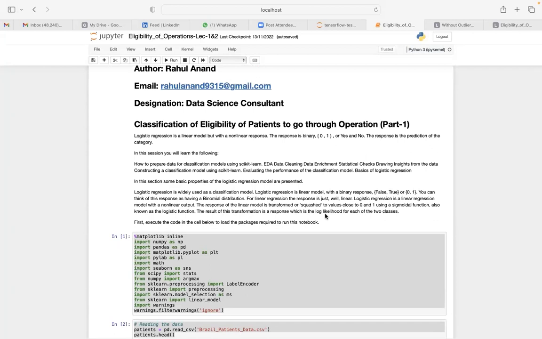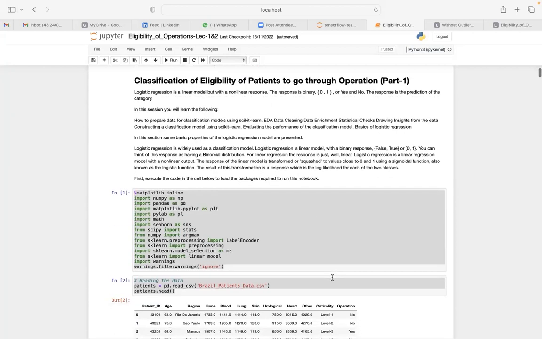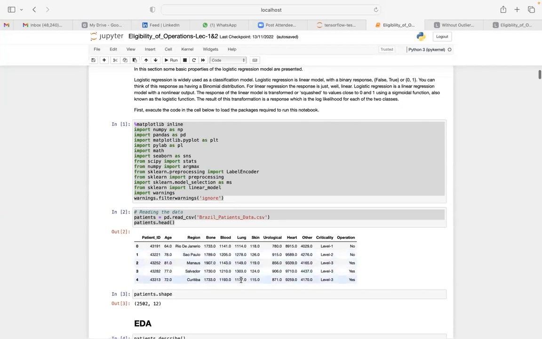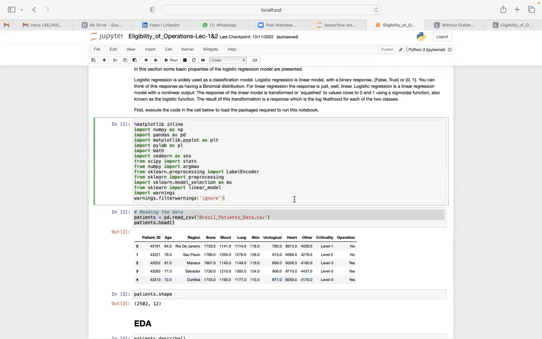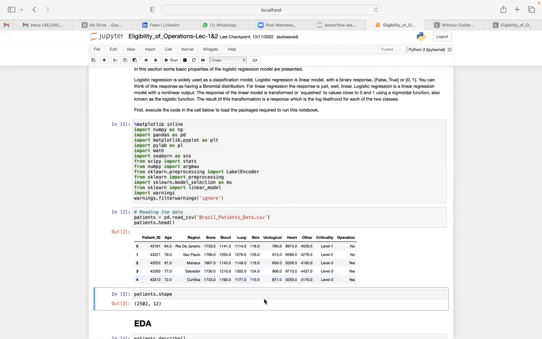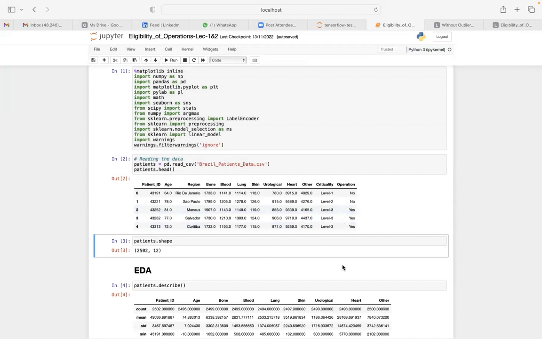So we are trying to do a classification problem. We are just trying to go through each and every patient's data and finding out, because of their body conditions like a bone condition, blood condition, lung, etc., and because of their age factor, whether they would be eligible for an operation or not. Okay. So the business context of it is doctors spend a lot of time finding out whether the patients that have come looking for an operation because of some problems would be eligible for it or not, basically.